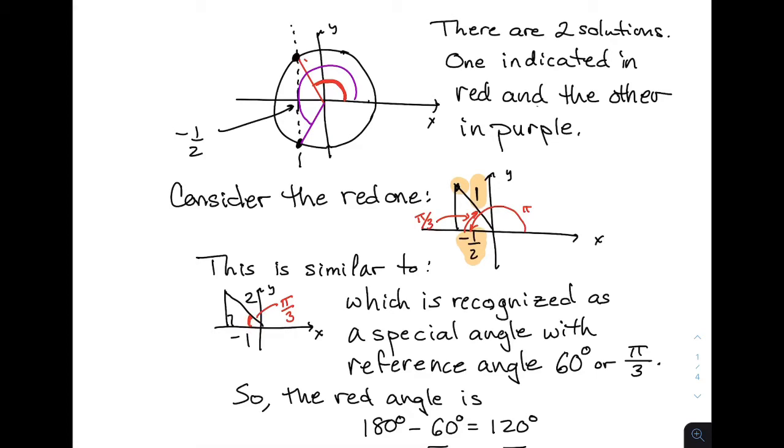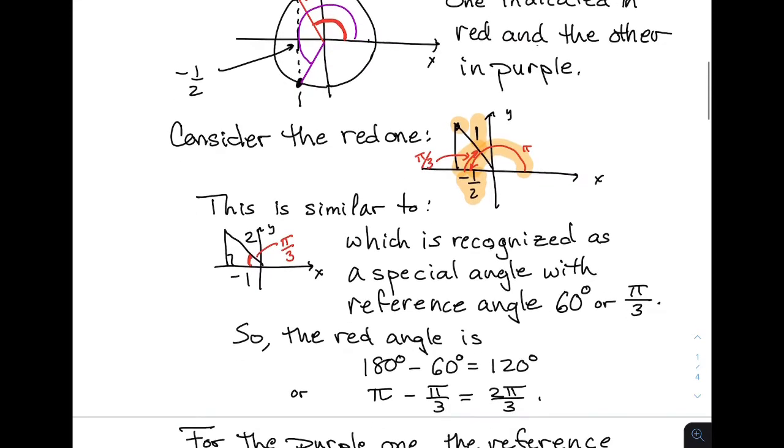So how do I find the red angle then? I can go pi, and then I can back up pi over 3 to land at my terminal side. So that means my angle is pi minus pi over 3, which is 2 pi over 3. Alternatively, you could think of this in degrees. So the reference angle is 60 degrees. We go 180 degrees, and then we'll back up those 60 degrees to land at our terminal side, which is 120 degrees then.